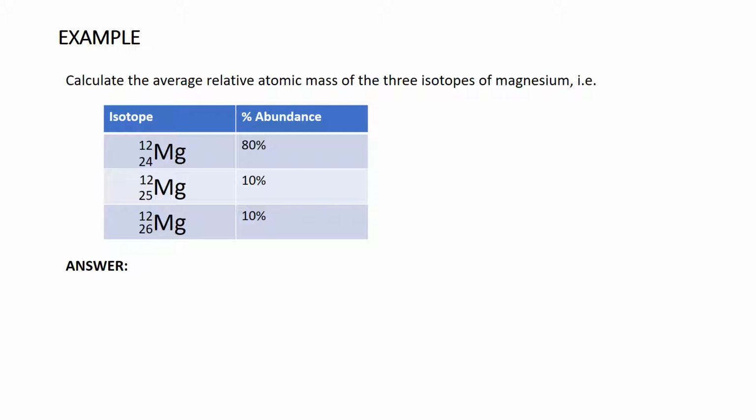24 magnesium with an abundance of 80%. We have 25 magnesium with an abundance of 10%. We have 26 magnesium with an abundance of 10%. How do you calculate our average relative atomic mass? We say 80% multiplied by 24, which is the mass number for our first isotope. And we say 10, and then we sum that with 10 times 25, and we sum that with 10 times 26, and then we divide all that by 100, and then our final answer is 24.3.